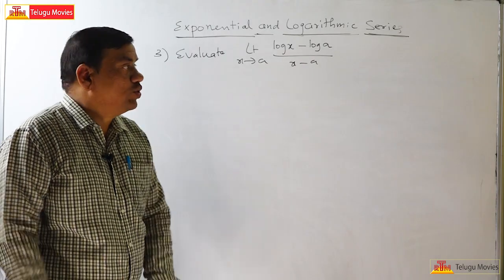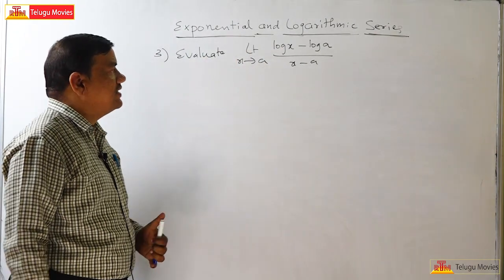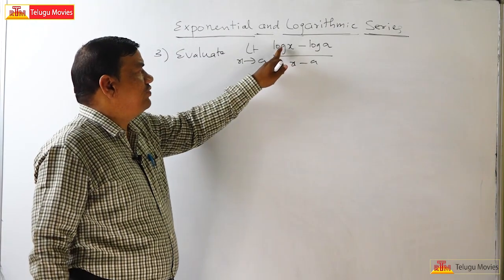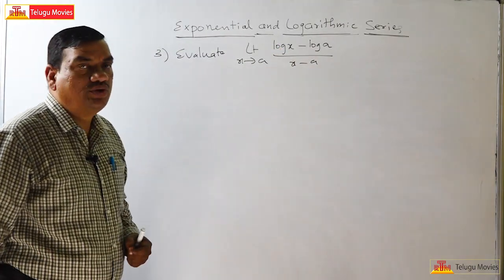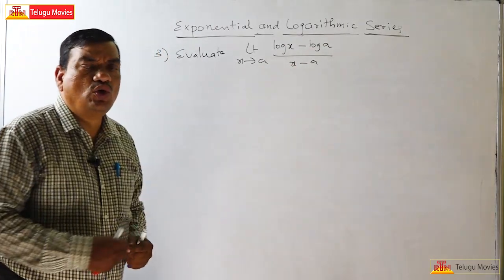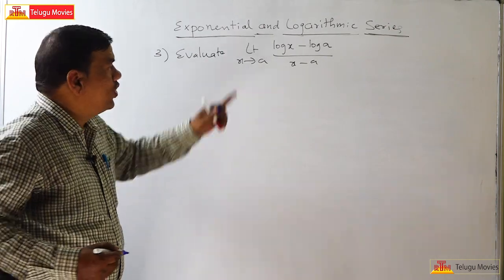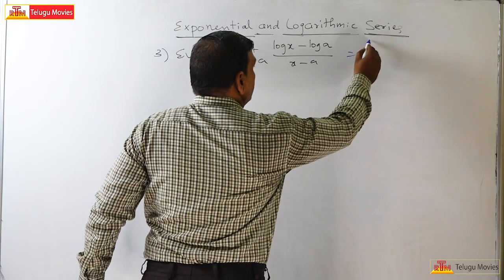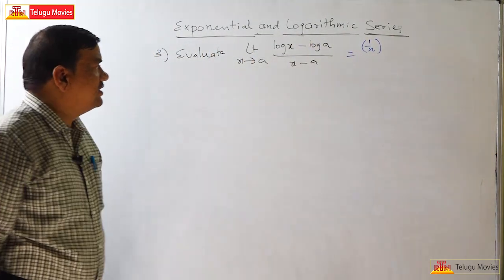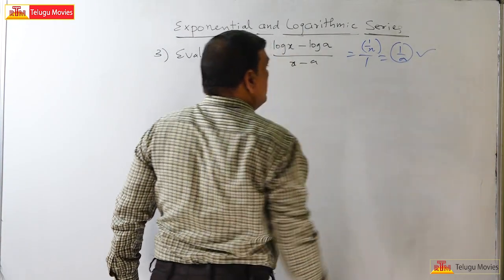Hi students, welcome to this problem. See this problem: limit x tends to a of log x minus log a by x minus a. As x tends to a, substitute wherever x is there: log a minus log a by a minus a. You will get a 0 by 0 form. So of course L'Hospital rule applies. Differentiate the numerator: it is 1 by x. Log a derivative is 0. Here the derivative of x is 1. So this is equal to 1 by a. 1 by a will be the final answer.